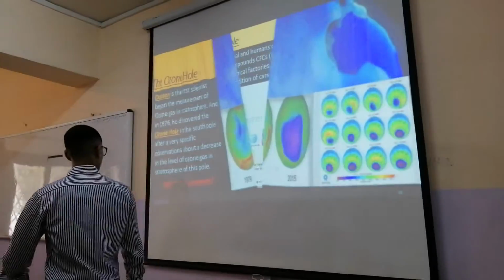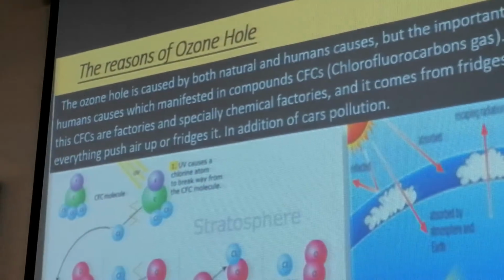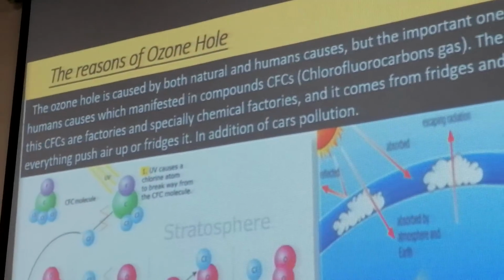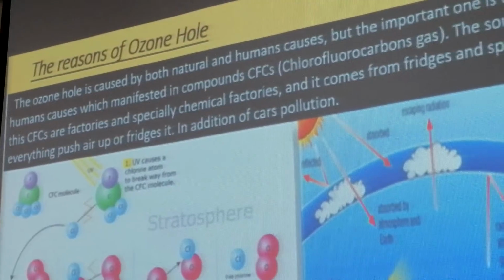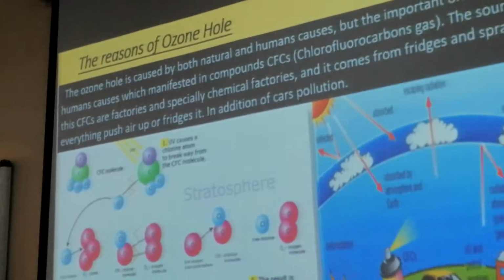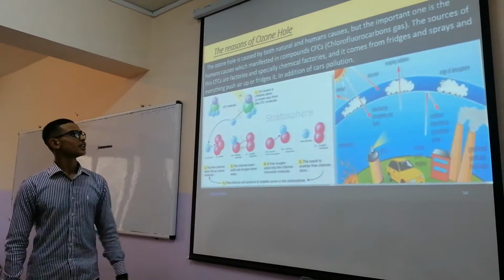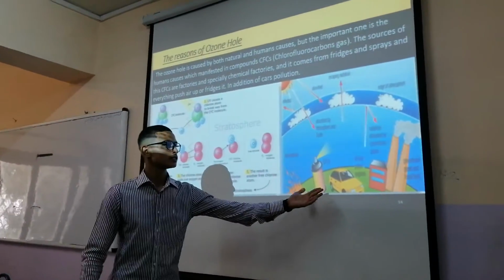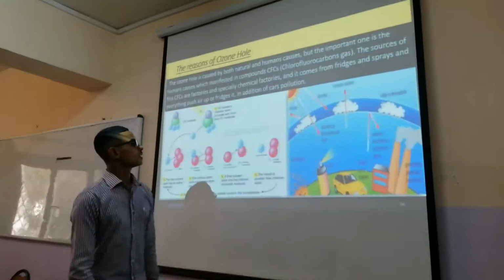So we are going to see now what the reasons for the ozone hole are. The ozone hole is caused by both natural and human causes. But the important one is human causes, which manifest in CFC compounds. CFCs means chlorofluorocarbons gas. The sources of this CFC gas are factories, especially chemical factories. It also comes from fridges and sprays, and cars.